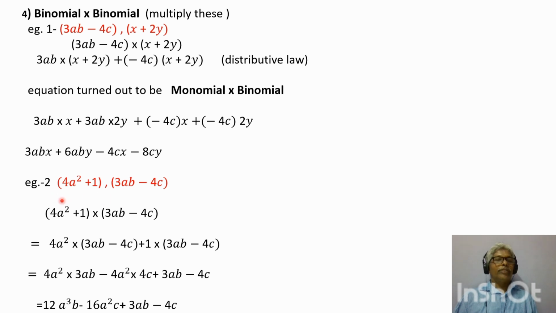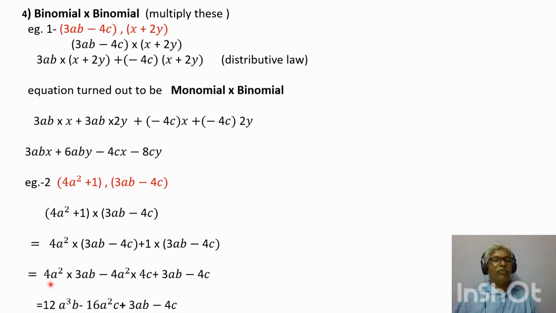Example 2. Another two binomials: 4a square plus 1 is 1, another bracket 3ab minus 4c. So 4a square plus 1 into 3ab minus 4c. So 4a square is multiplied to the whole bracket 3ab minus 4c, plus 1 into 3ab minus 4c.